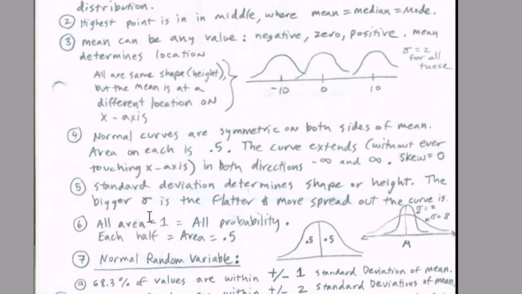We mentioned standard deviation determines the shape or height. The bigger the standard deviation is, the flatter and more spread out. So here, there's a little teeny curve right there. That's standard deviation 2. They both have the same mean there. But this one is standard deviation 8. So it's much flatter and more spread out. All area equals 1, .5 on either half.